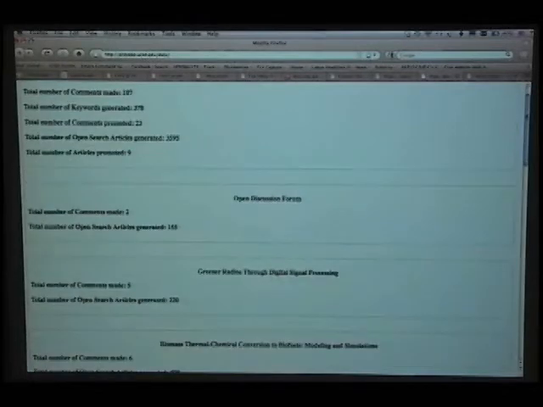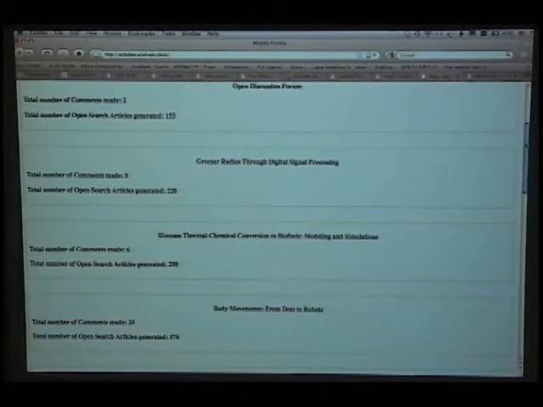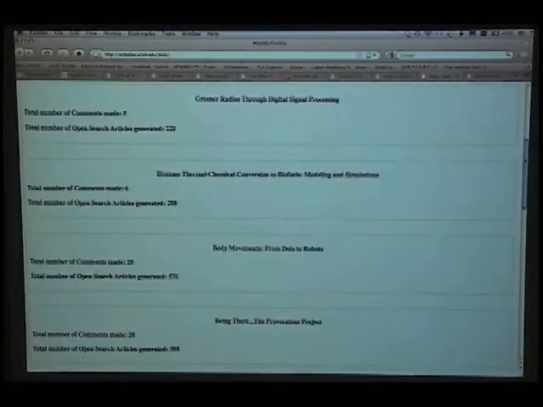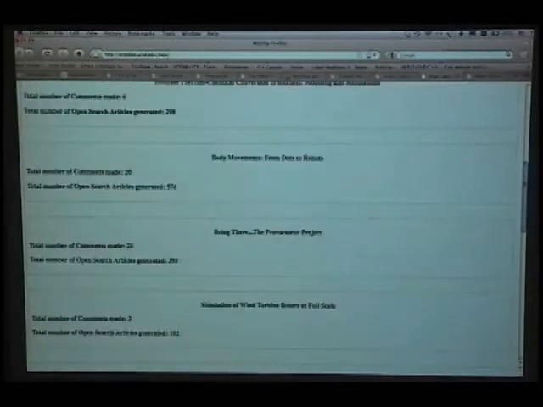So there was an open discussion forum, which wasn't related to any of the talks, so in that sense there wasn't much going on there. And here is a rough summary. The green radios had 5 comments, biomass 6, body movement had 20 comments, and my initial talk, the provocateur, had 20.